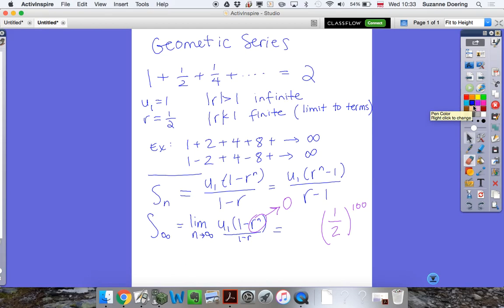So the only thing left on the top is u1 times 1. Well, that's just u1. And on the bottom, it's still just 1 minus r. So essentially, this term is becoming so tiny, it doesn't matter as n goes to infinity. And here, the formula for our sum is just the first term divided by 1 minus r. And this would be the formula for an infinite geometric series.